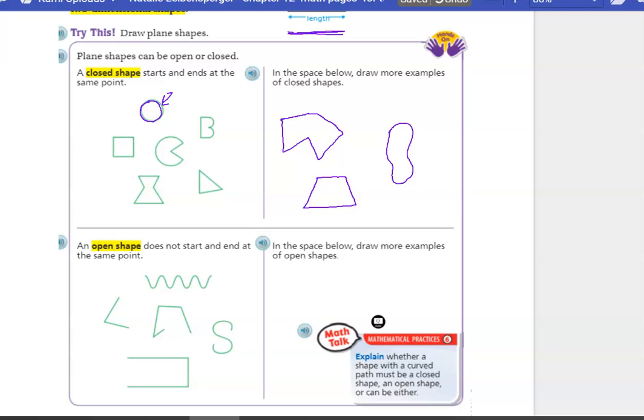And so an open shape, as you can see here, does not start and end at the same point. So for example, if I were to go to this letter L here, I would start here and draw the line and it ends at a different point. It's not closing at that same point. So all of these are open shapes, and I think of it as you can get inside into the middle of those shapes. So go ahead and draw some more examples of open shapes.